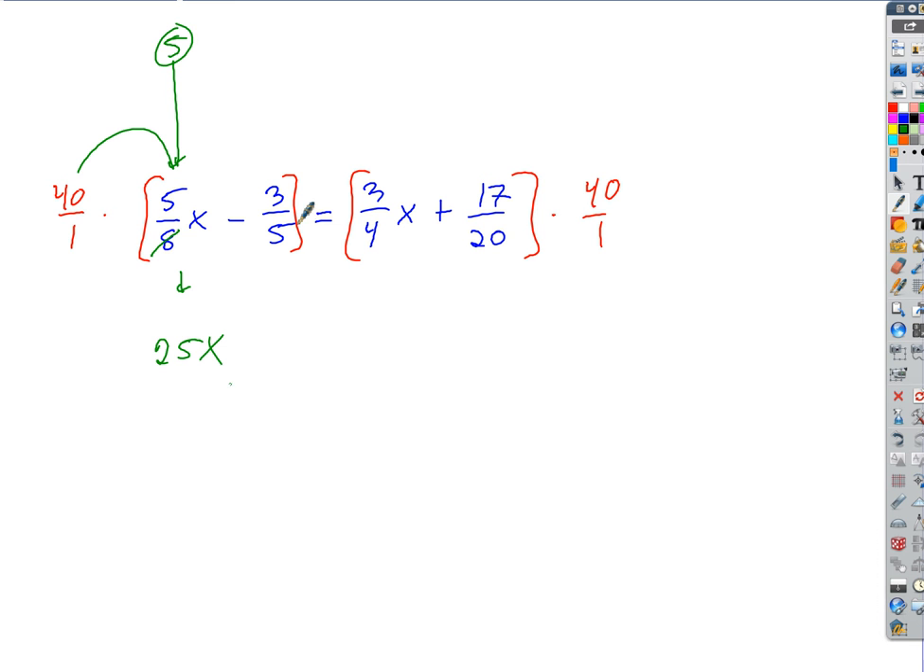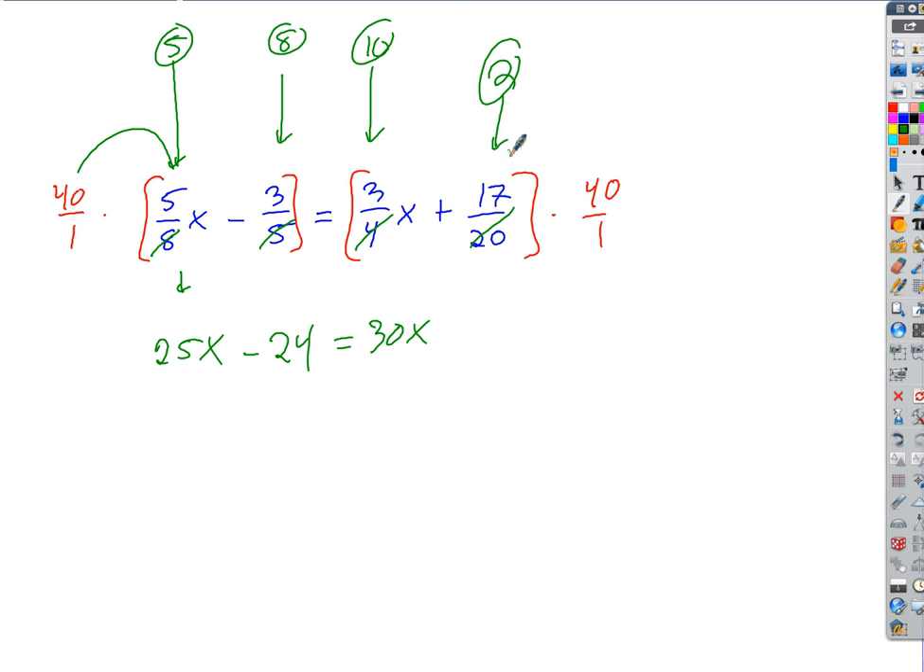40 over 5 is what? 8 times 3 is, well, way easier, right? How about over here? 40 over 4 is, times 3. 40 over 20, times 17. That's easy, right? Now it's a piece of cake.